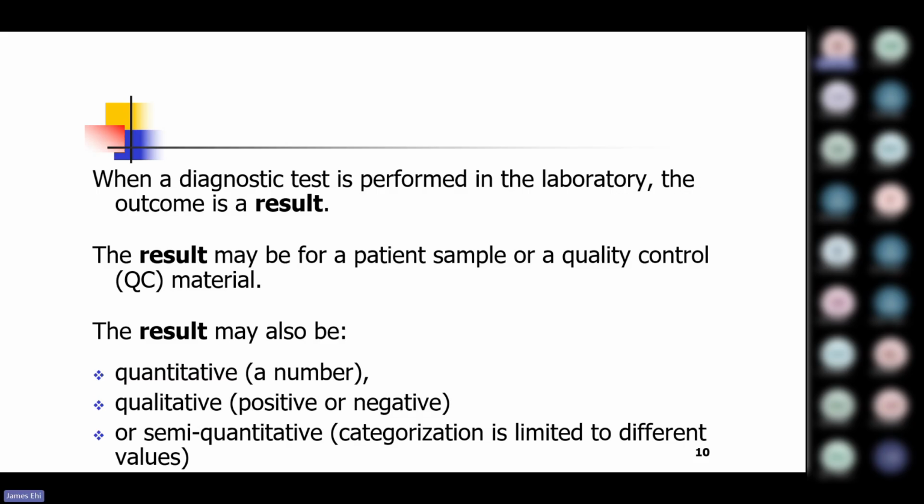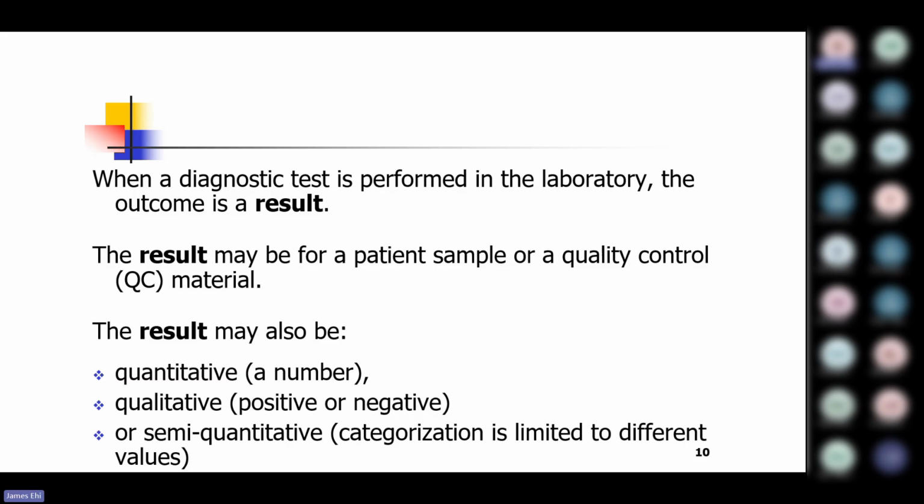Now, when a diagnostic test is performed in the laboratory, the outcome is a result. All we sell in the laboratories are results. When a patient submits any sample, you are giving the person a result, whether electronic or hard copy on paper. All we are selling is results. So every transaction that comes to the lab with the patient sample and the monetary value, the only thing we are giving out is the result. The result may be for a patient sample, or it could be the result for a quality control material.